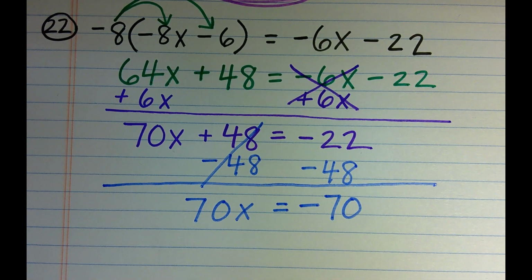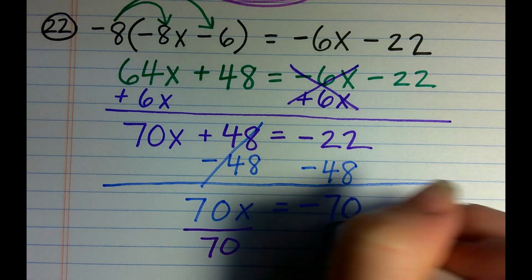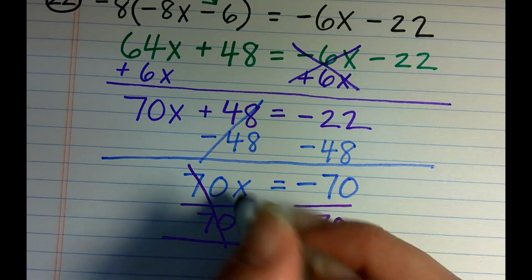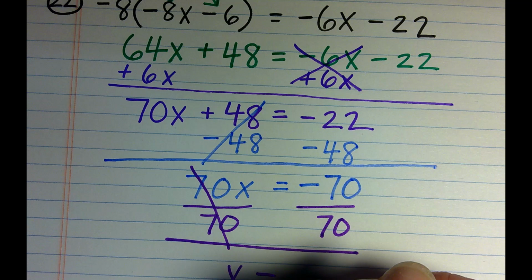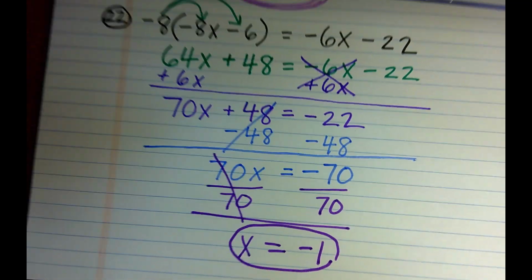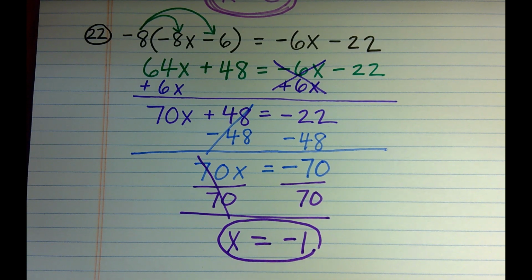Now we just have one more step. Divide by 70. Good. So now I'm going to divide by 70. That's equal to -1. Yes, and we'll get x equals negative 1. And that is our answer. Oh, amazing, you guys. So good.